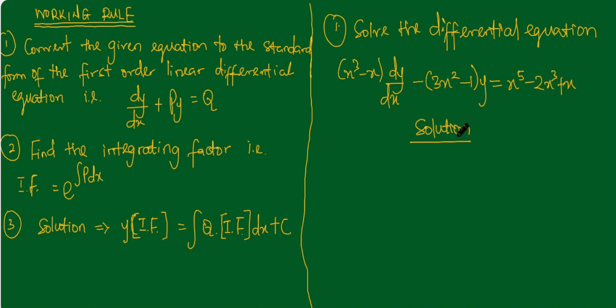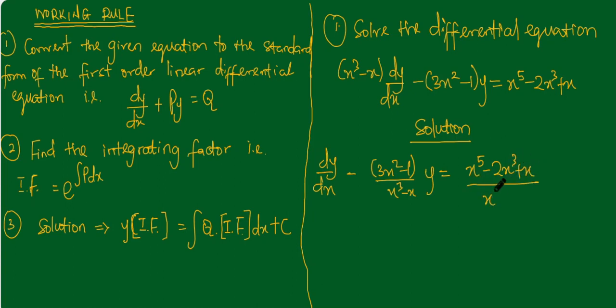Recall that the first thing we have to do is express the given differential equation in terms of dy/dx + py = q. Now to do that, we have to divide through by x cubed minus x. So on doing that, we have dy/dx minus (3x squared minus 1) divided by (x cubed minus x) into bracket y is equal to x raised to power 5 minus 2x cubed plus x divided by x cubed minus x.